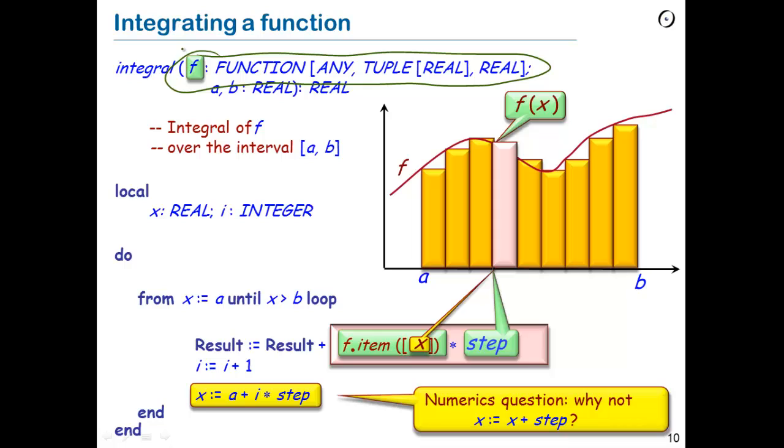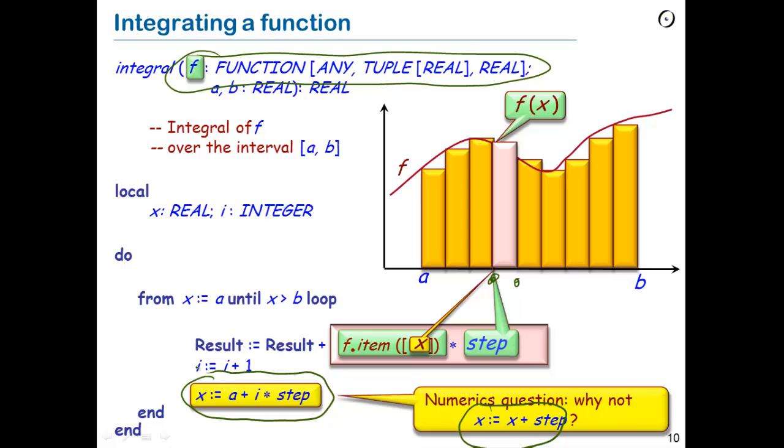A little detail here, a little numerics question. This really has nothing to do with the rest of the discussion, but it's really important. It's a really important point in practice in numerical programming. Why don't we just increase x by step? This is what I said informally. When we go from i to i plus 1, from this point here to the next, we're just adding steps. So why do we recompute from scratch, so to speak? x receives a plus i times step, instead of just adding step to x.